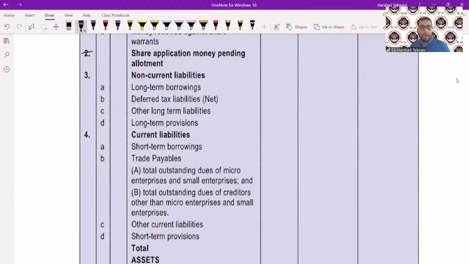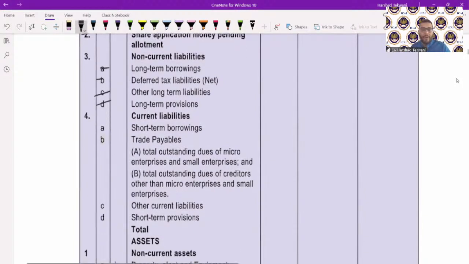So first non-current portions: long-term borrowings, deferred tax liability. Now when I say deferred tax liability, it is the net position which is shown. If it is a net position liability, then liability. If it is a net position asset, then asset. And those are disclosed as a part of non-current, not the current one. Other long-term liabilities and long-term provisions.